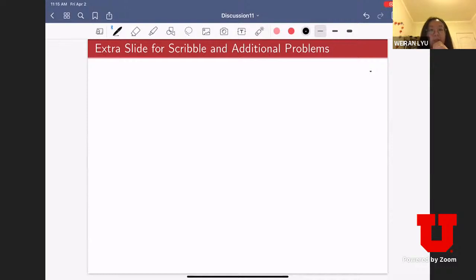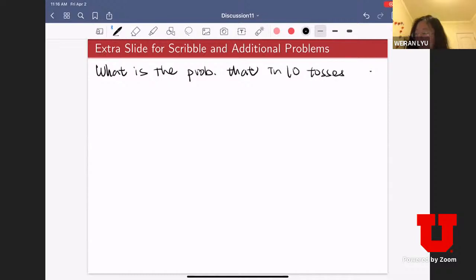All right, so let's do this one. What is the probability that in 10 tosses of a fair coin, the result of heads appears at least 8 times?